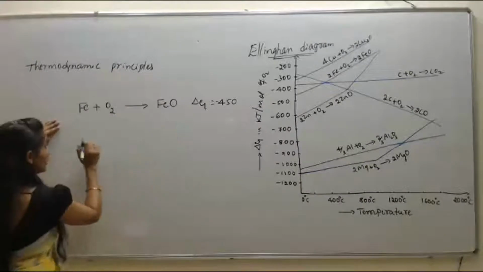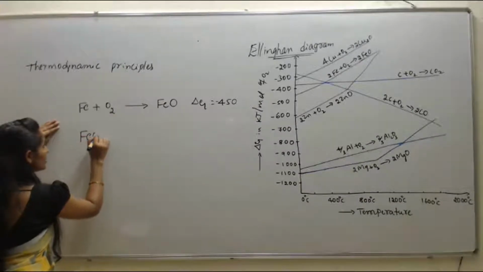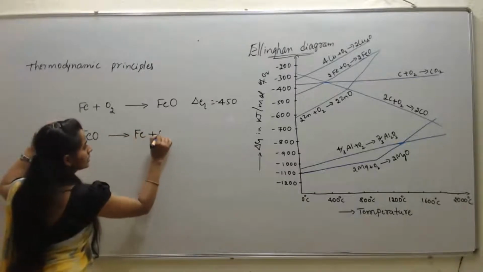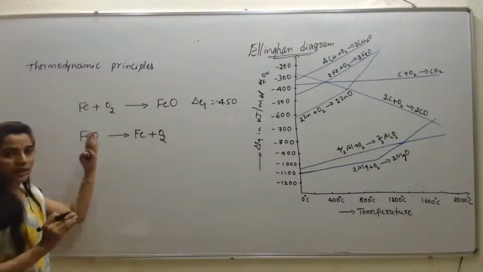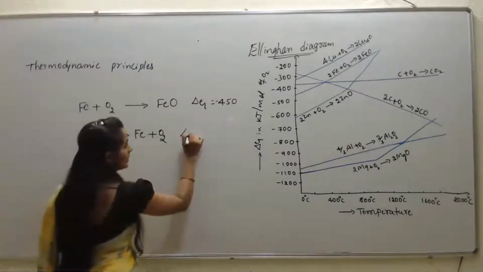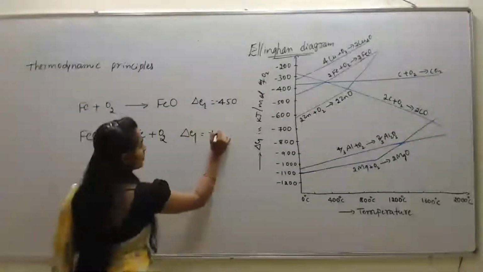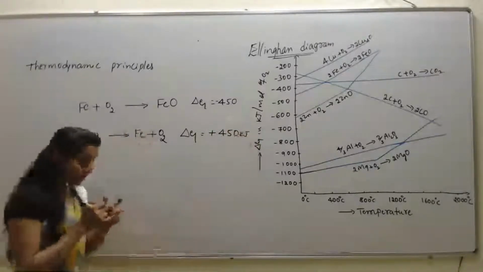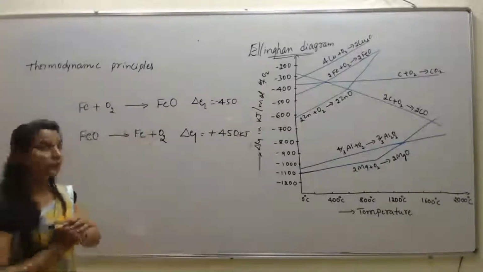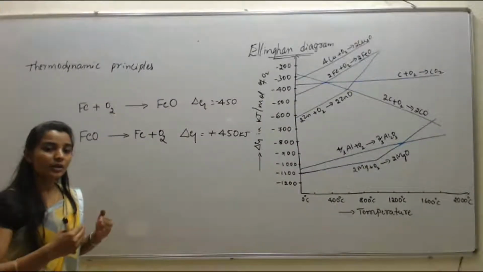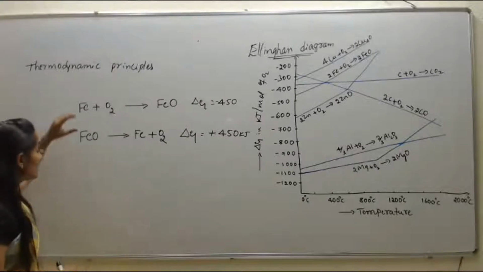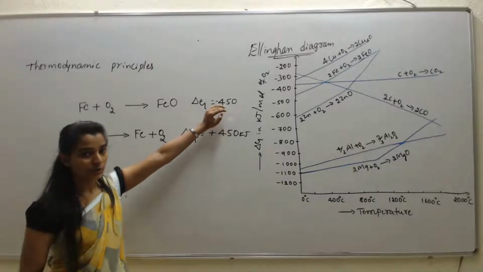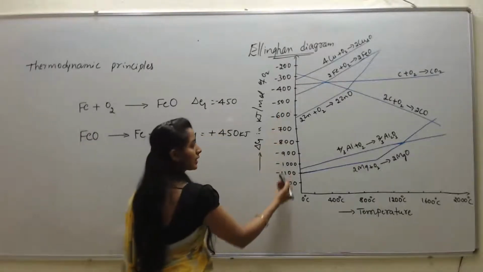So this reaction is feasible. If we want reduction of the metal, FeO decomposes to Fe plus O2. If we reverse the reaction, then delta G, which was negative, becomes positive, plus 450 kilojoules. So now I am telling you about the reduction of metals, the thermodynamics involved in the reduction of the metals. This is the reaction we came to know. From the Ellingham diagram, it has approximately 450 kilojoules per mole of energy.